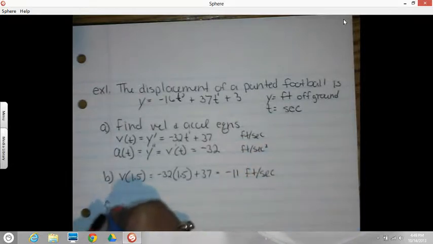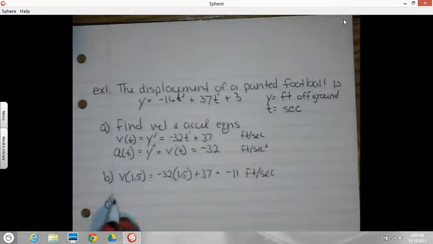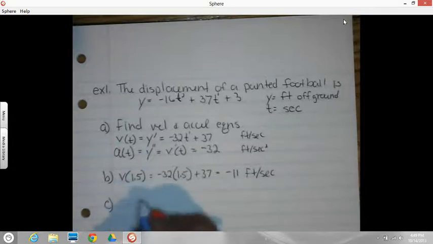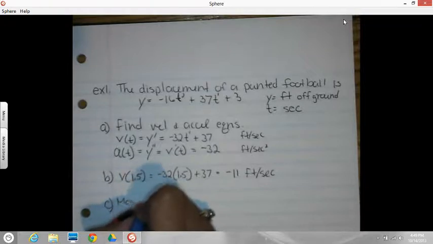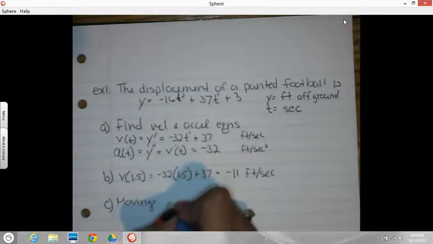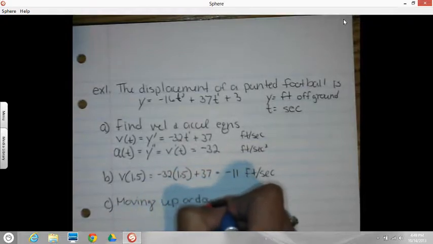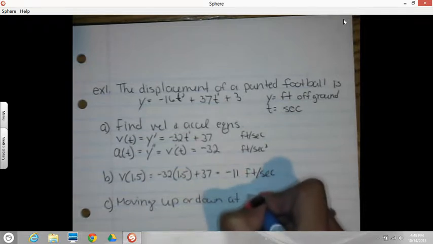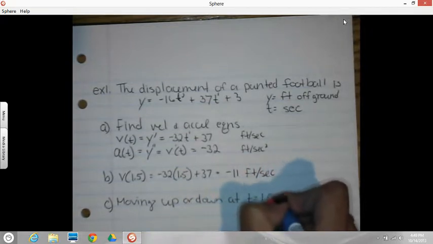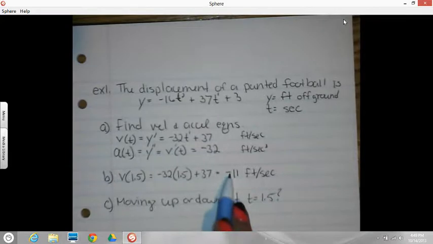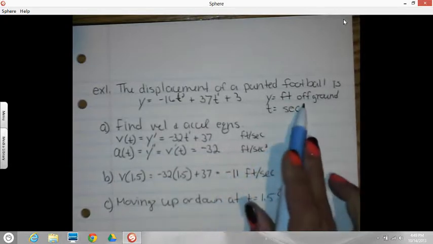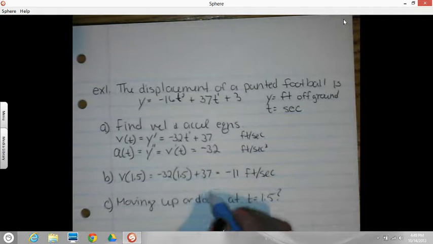Okay, based on that answer, well, maybe not just based on that answer, is the ball moving up or down? Is it still on its way up, or is it coming back down? At time equals 1.5. Well, because it's negative, that means the distance from the ground is decreasing and just getting closer then, so it's on its way back down.